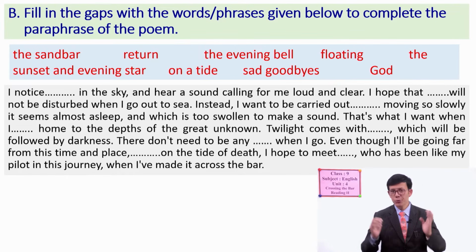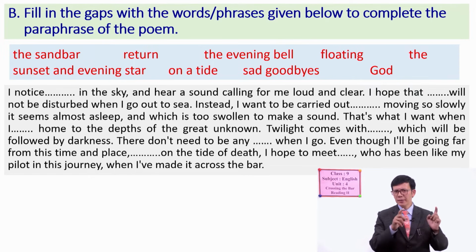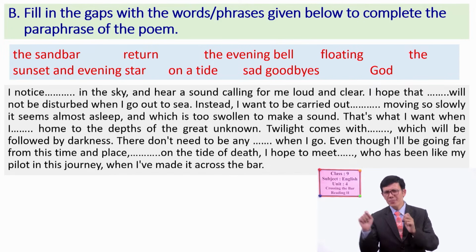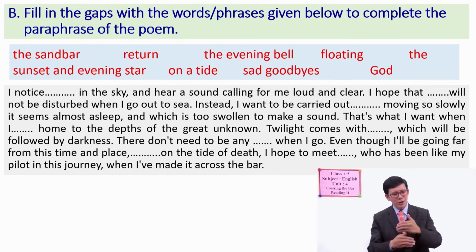Very good. Now let us look at another exercise. You have to fill in the gaps with the words or phrases given below to complete the paragraph of the paraphrase of the poem. This is the paraphrasing, I mean the summary, or the main idea of the poem. You can see the words and phrases: the sandbar, written, the evening bell, floating, the sunset and evening star, on the tides, sad goodbyes and God. These words and phrases go in the blanks.